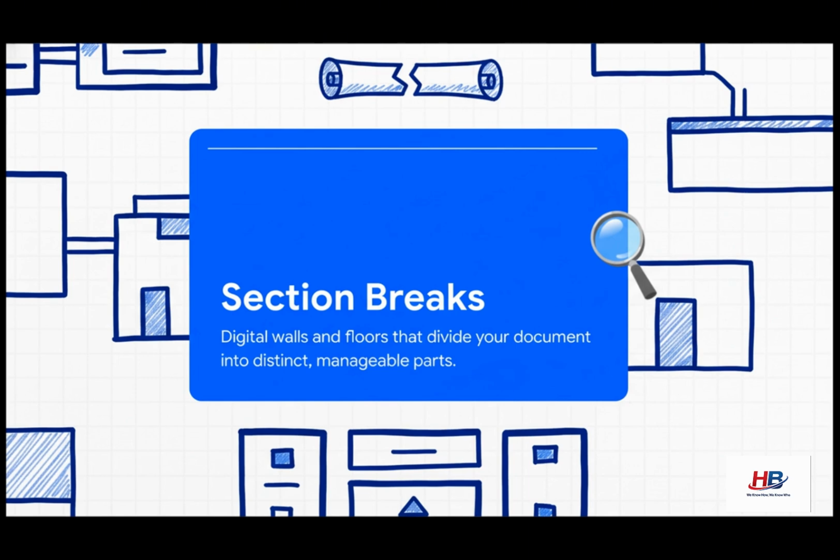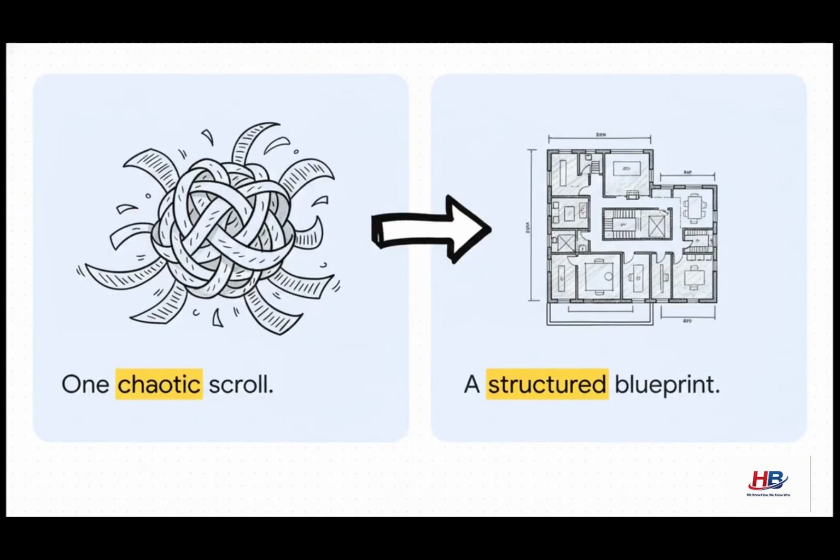What does that mean for you? It means your title page can have no page number, your introduction can use Roman numerals, and chapter 1 can start fresh on page 1, all of it happening automatically. And this right here, this is the big shift. You go from this one long, chaotic scroll to a beautifully structured blueprint. Just by putting up these digital walls, you instantly bring order to the chaos. It's a total game changer.